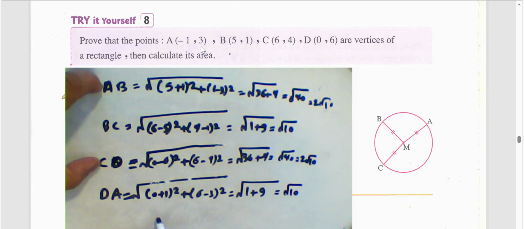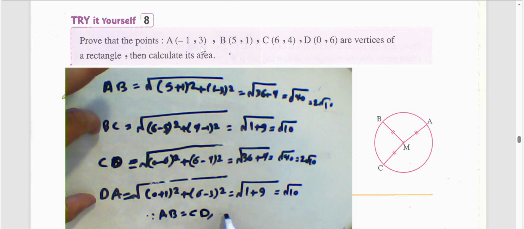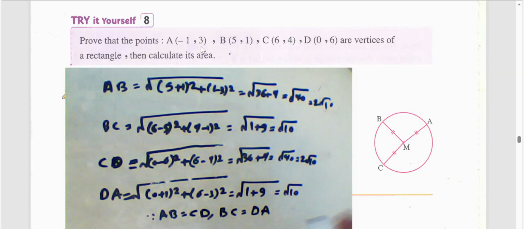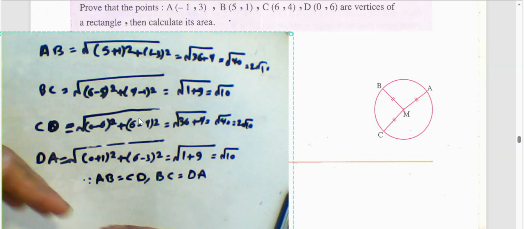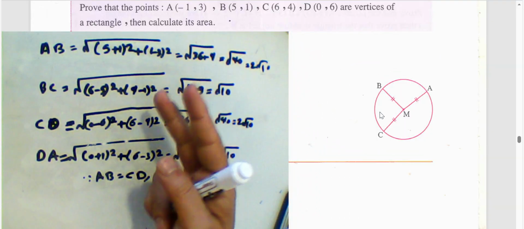Then we have AB equal CD and BC equal DA. Then the polygon here, we call it a parallelogram. Now we want to prove that the parallelogram converts to a rectangle. How? By finding the two diagonals.